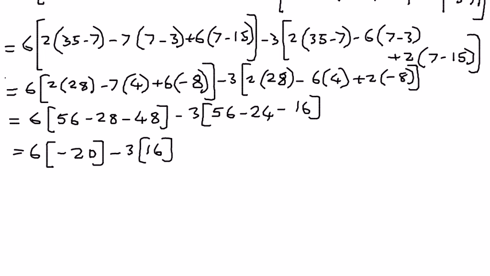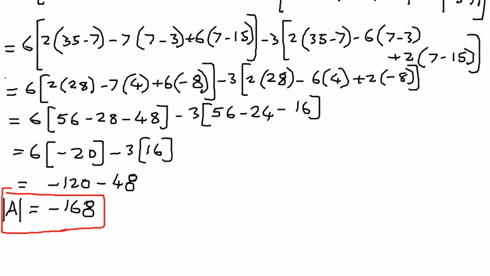Therefore, when we simplify this, 6 times negative 20 is negative 120, minus 3 times 16 is negative 48. Therefore, when we combine these two, the determinant of matrix A is going to be equal to negative 168. That is where we want to leave it. This is our answer.